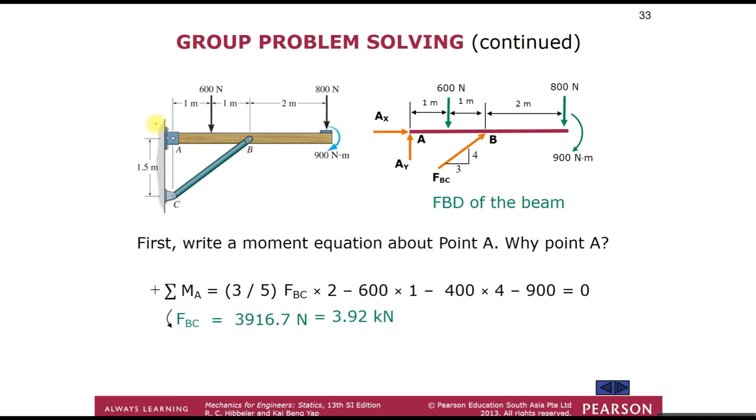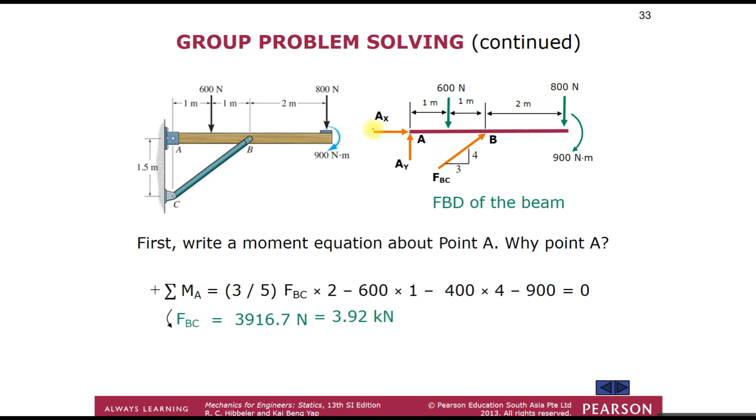So we know that this is a pin support, so it doesn't inhibit any rotational movement. And this BC, we know it as a two force member because of its pin here and also another pin here. So when we draw the free body diagram, we just put in the applied loads, 800 Newton and 600 Newton, and also the applied moment of 900 Newton meter at the end of the beam.